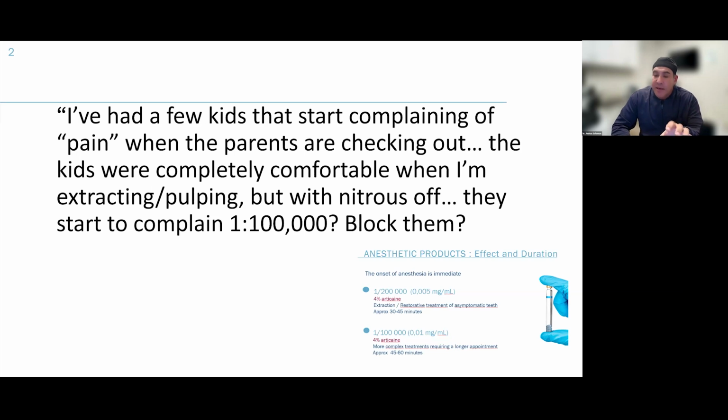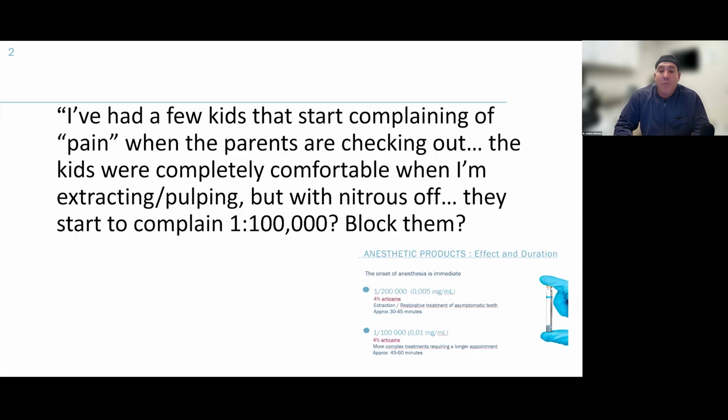My theory on this is we need to remember that the working time for intraosseous local anesthesia is less than a standard block. Okay, so for the 1 to 200,000, we're getting about 30 to 45 minutes, and for 1 to 100,000, it's a little extended after 45 to 60 minutes. My theory is these patients were always having pain, but it was geographic success. They were either in the car on the way home or they were at school, and then things were starting to bother them.